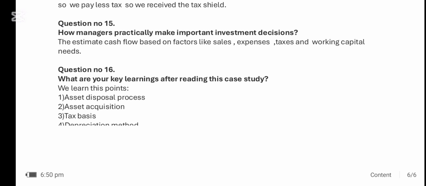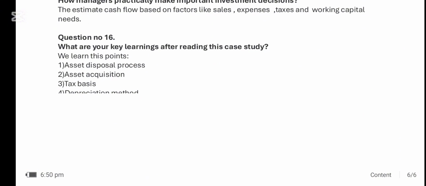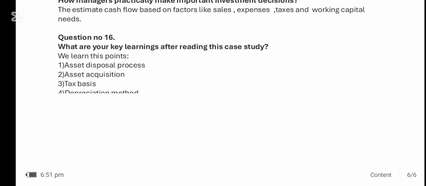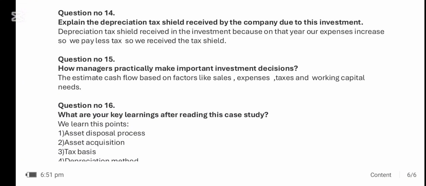Question number 15: how do managers practically make important decisions? They estimate cash flow based on factors like sales, expenses, taxes, and working capital needs. Question number 16 is: what are your key learnings after reading this text? After reading this case study, we learned these points: asset disposal process, asset acquisition, tax basis, and depreciation method. So we can complete all the questions.